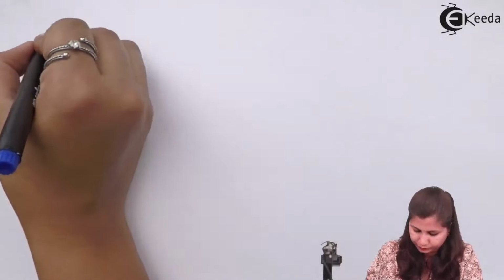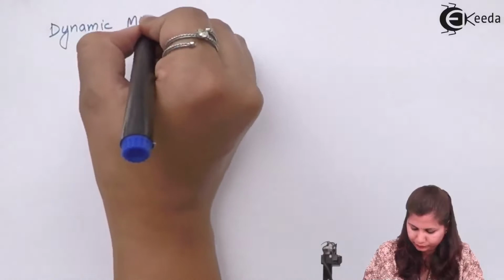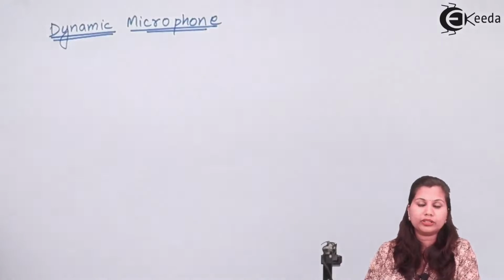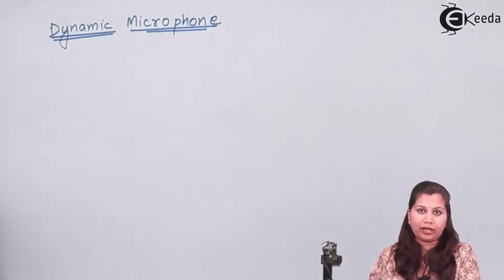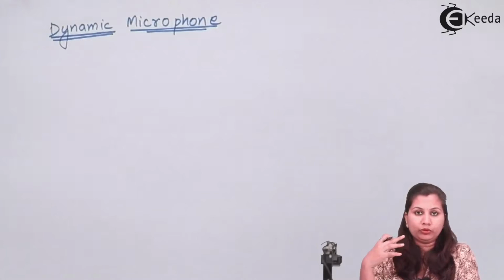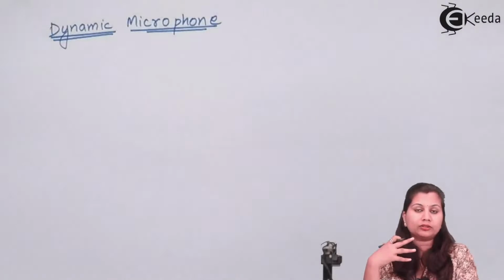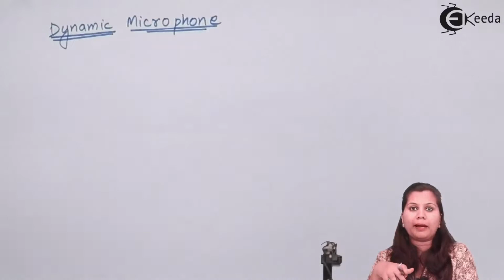Now comes the third type of microphone, which is the dynamic microphone. Dynamic microphones work on the principle of electromagnetic transduction. We have a coil wound around a core, and due to the alternating current flowing in that coil, a magnetic field is produced. Changes in the magnetic field occur due to the pressure waves.